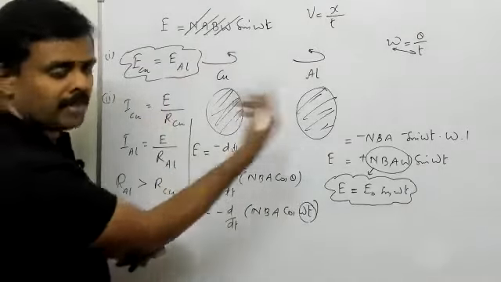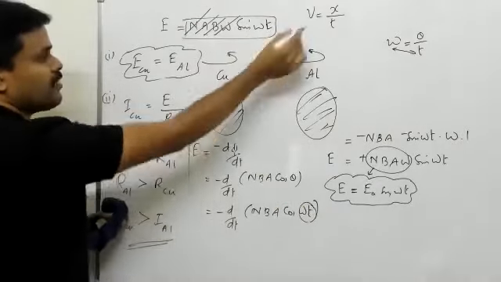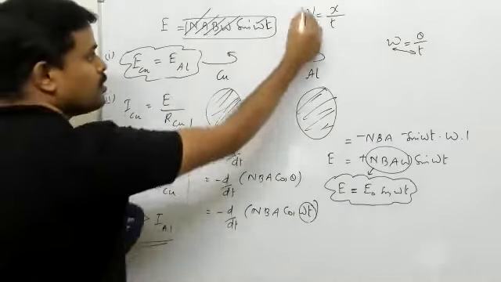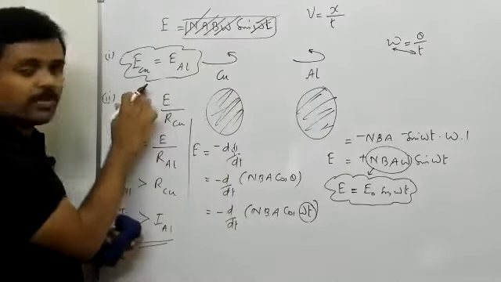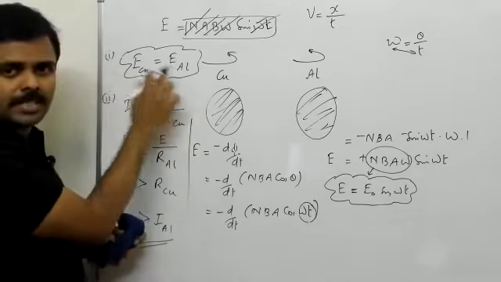Omega, the angular velocity, is the same for both. Then the EMF is the same for both. The sine function is also the same. Omega is the same, no? So the EMF is the same for both. The EMF of copper is the same as the EMF in aluminum.